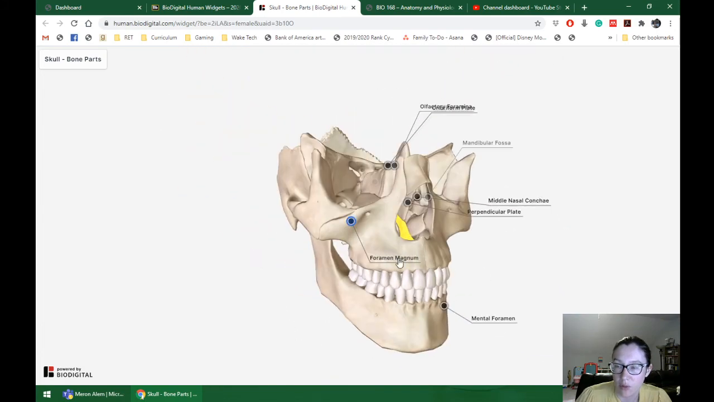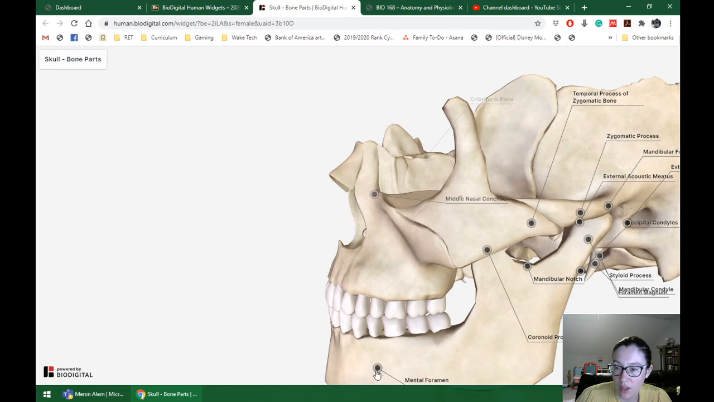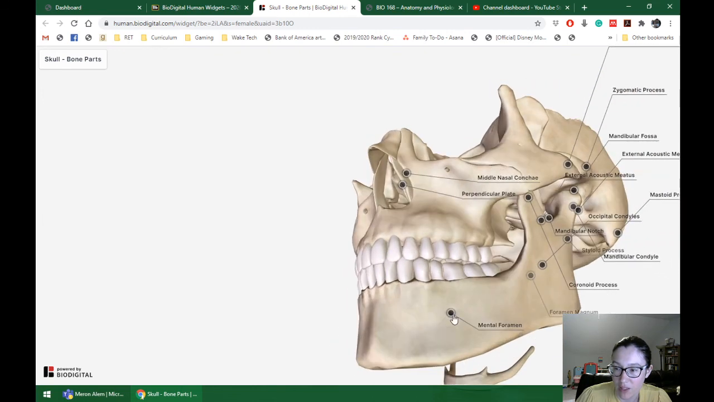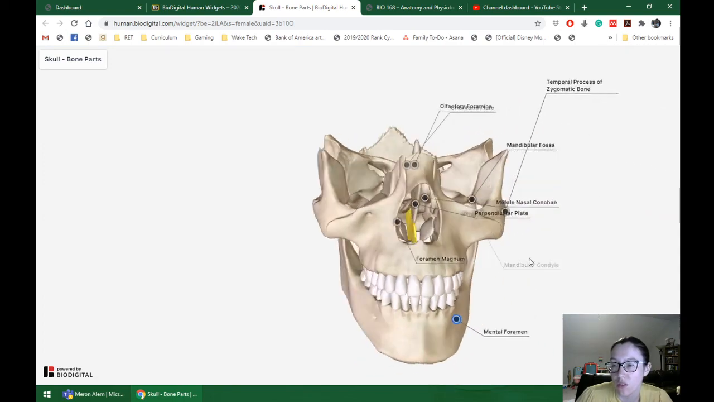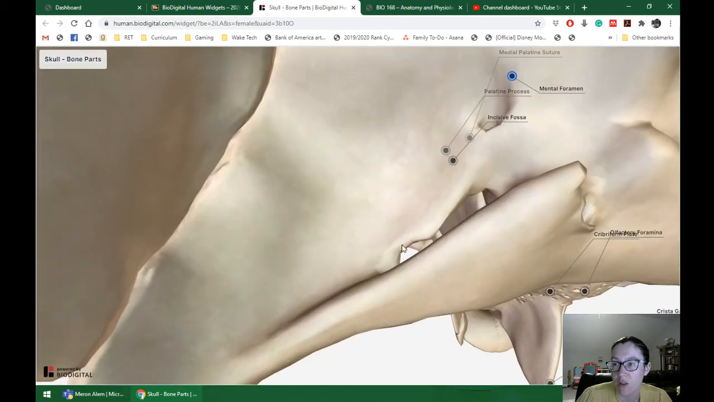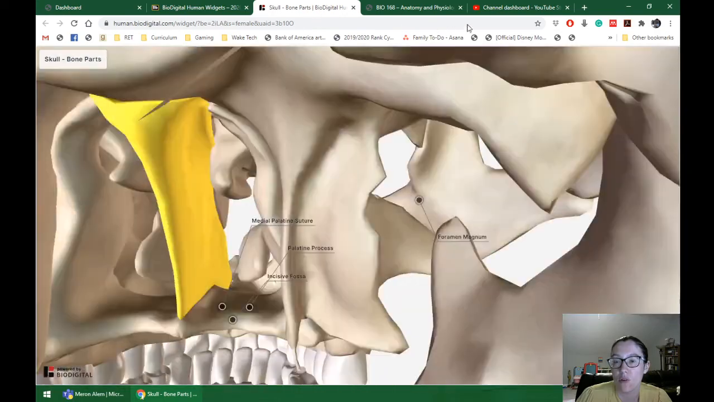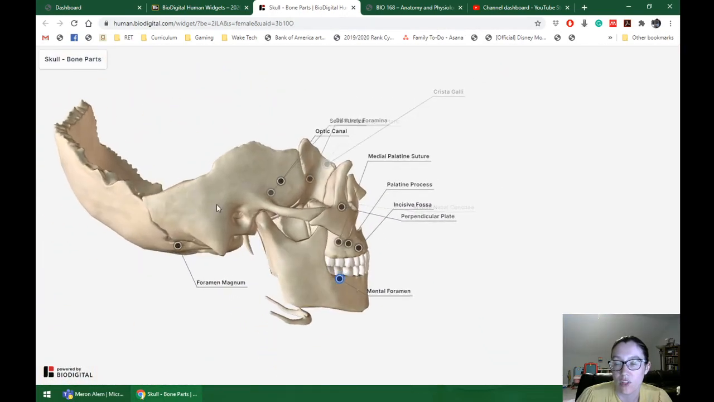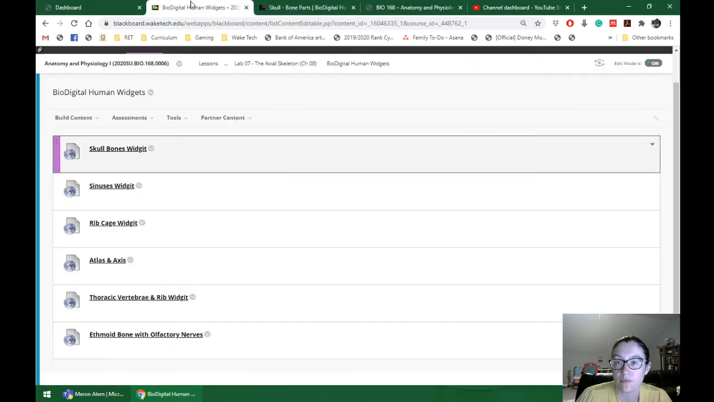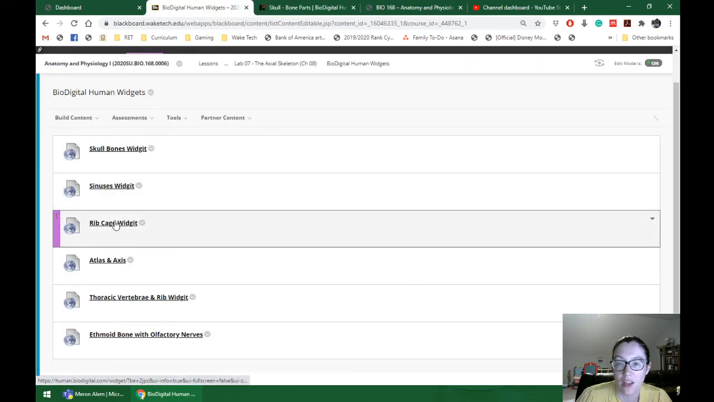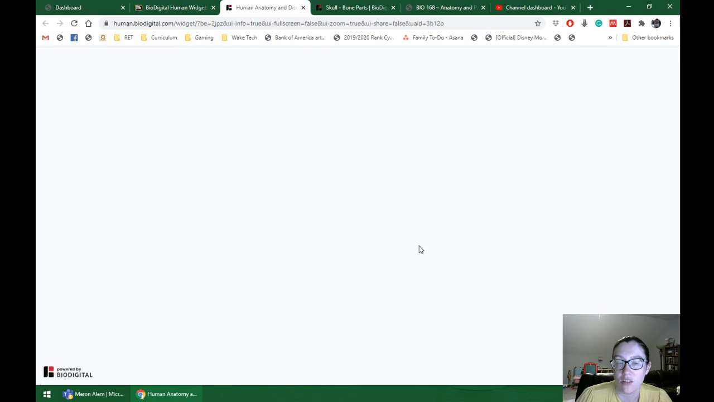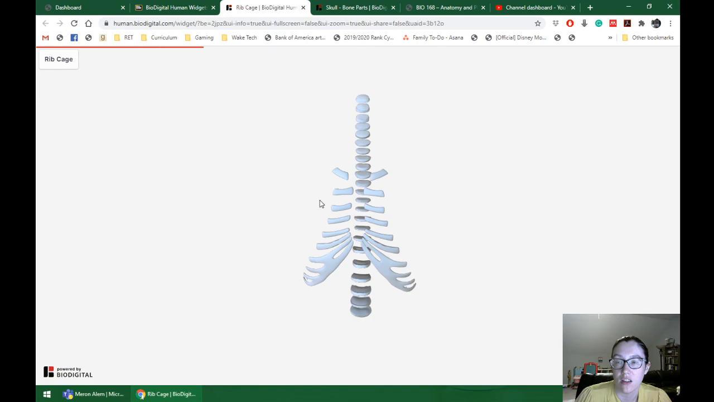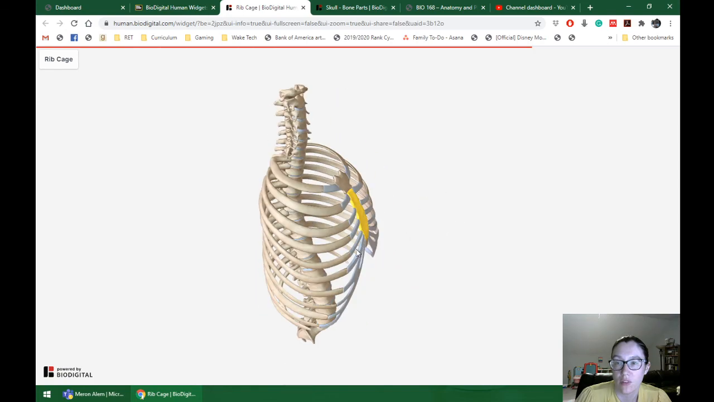They're labeled. If you click on it, you can see this is the mental foramen. So that's going to be the little hole in the mandible. So it's really neat. You can zoom in, zoom out. You can look at the different areas of the bone, move it all around. And there are quite a few of these widgets for you guys to look at. You can see the rib cage widget, atlas and axis.